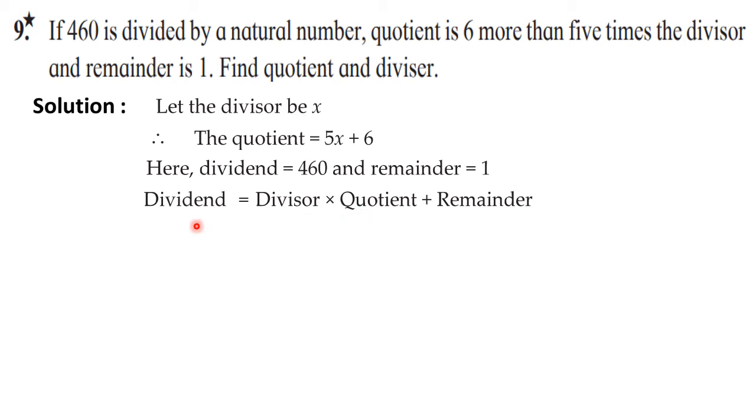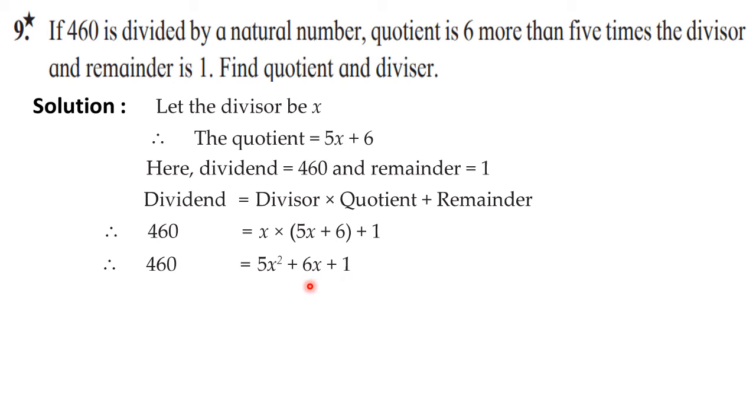So let's write down now. Dividend is 460, so that will come here. Divisor is X into quotient 5x plus 6, plus the remainder. Here a plus sign is there, take a note of this. In a hurry, don't write into. Now let's simplify it. We will open this bracket first. X into 5x is 5x square and x into 6 is 6x.